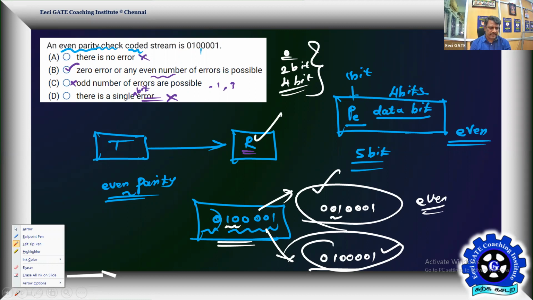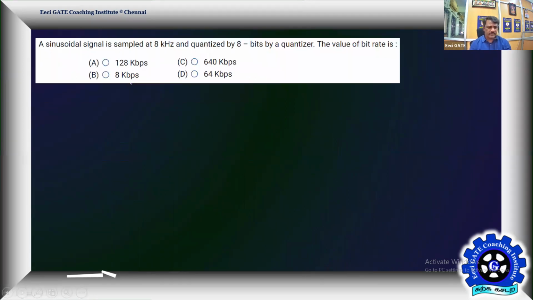So you should think of it as an even parity generator. At the transmission end, along with the even parity, you are sending the data. Yes, that's a simple and interesting parity generator problem. Along with the parity bit, you are sending the code in the transmission. Next problem.